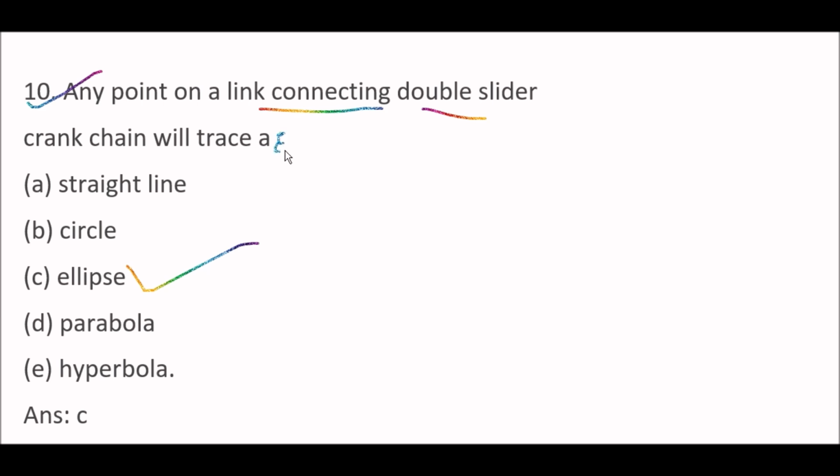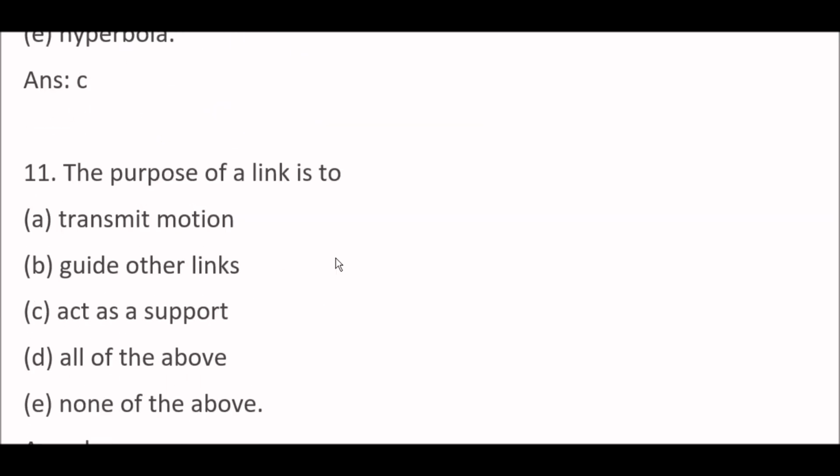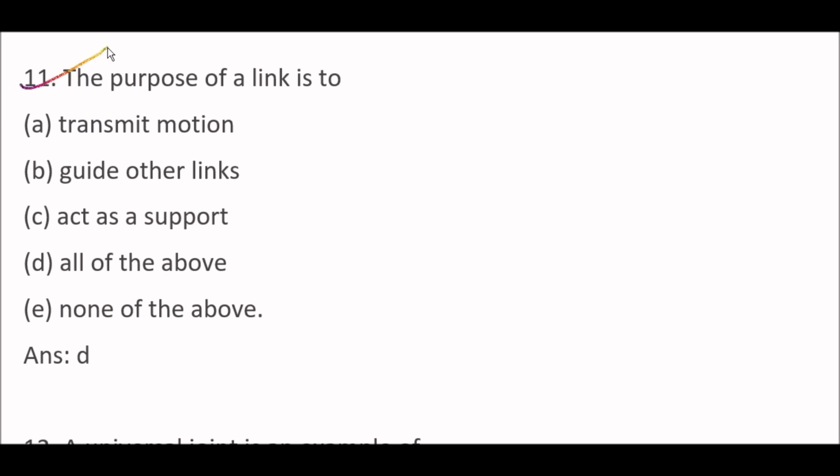Okay, next question. The purpose of a link is to: option A, transmit motion. Option B, guide other links. Option C, act as a support. Option D, all of the above. Option E, none of the above. Right answer is option D, all of the above. Okay, so the purpose of a link is to transmit motion, guide other links, and act as a support.